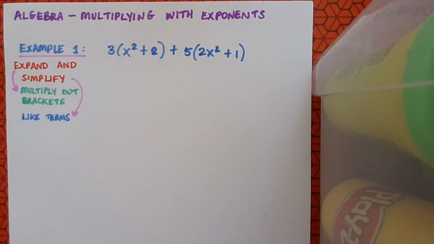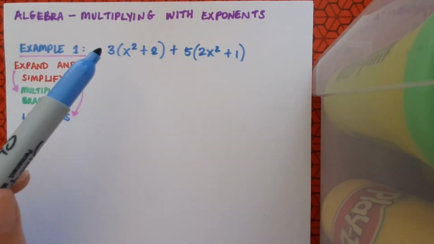So our first example is 3 bracket x squared plus 2 plus 5 bracket 2x squared plus 1. As I go through the examples in this video, make sure to have your copy and pen to hand so that you can pause the video and try to do these yourself. Okay, so with this example, I want to first of all expand. That just means to multiply out.